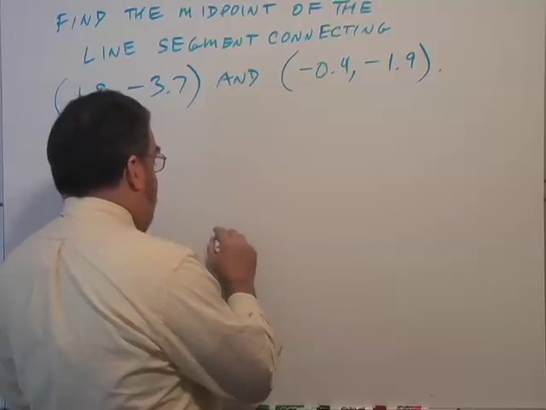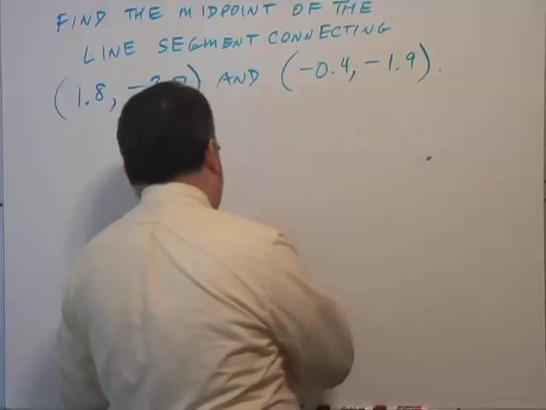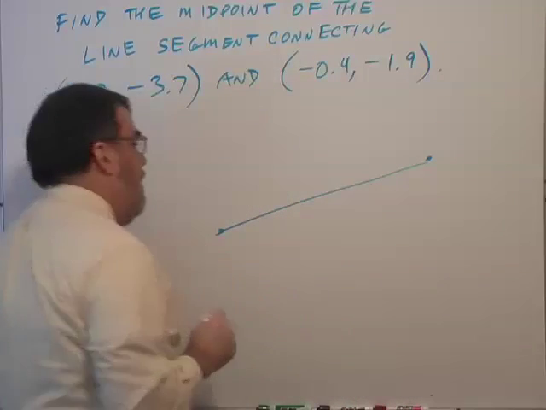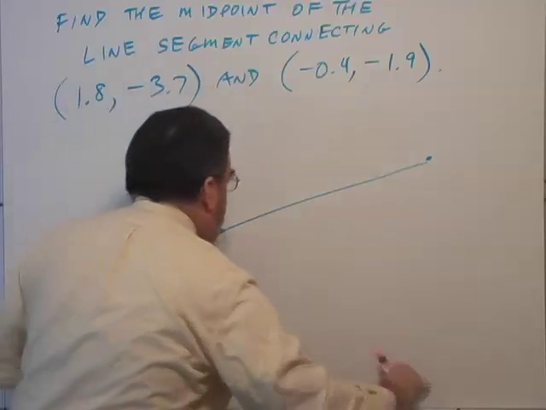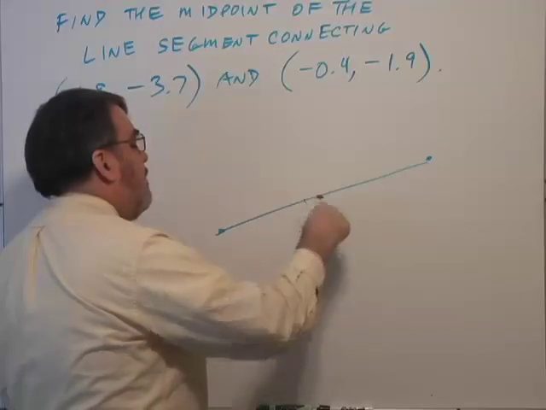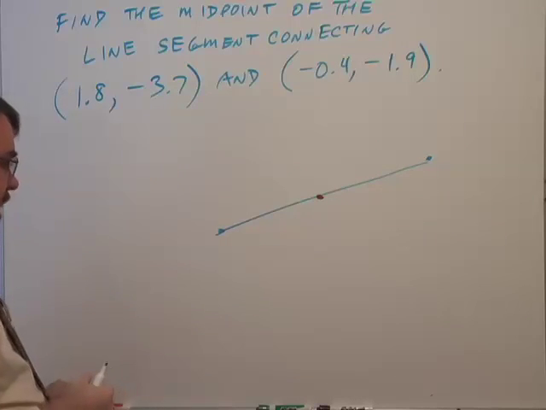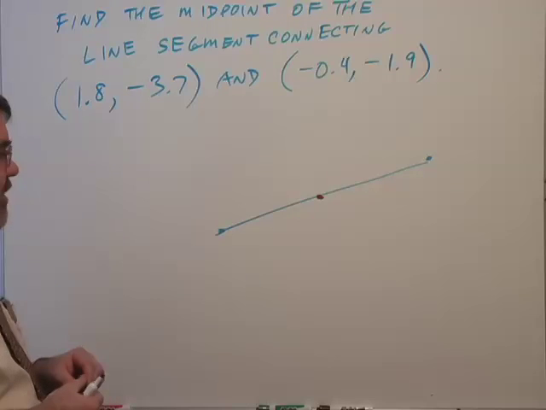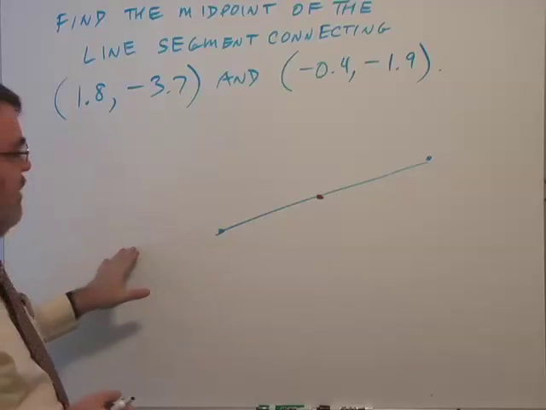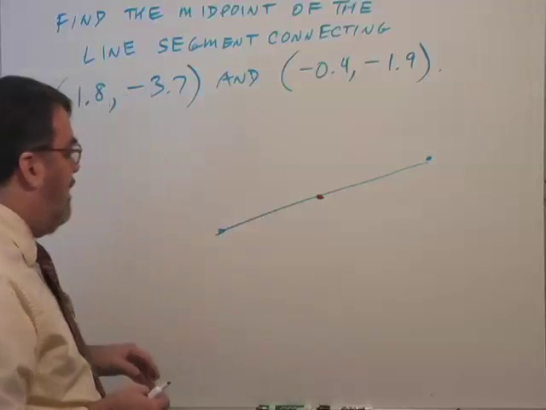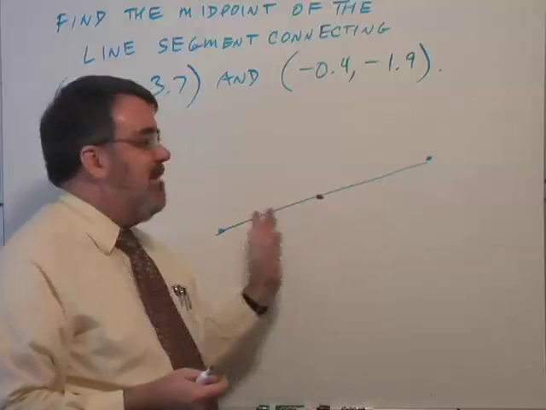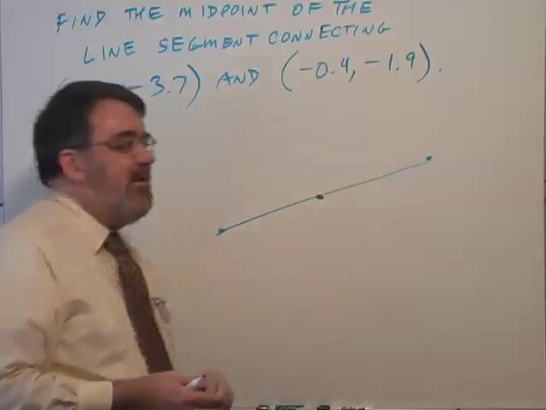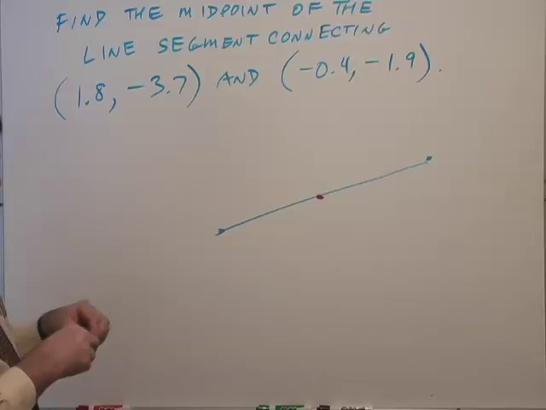All right, suppose I have a segment connecting these two points, and I want to know where the midpoint is, literally the middle. So how do I find that? Well, I suppose we could find the equation of the line, and then try to find a point that lies on the line that is half the distance between these two points. I think that could be pretty complicated.